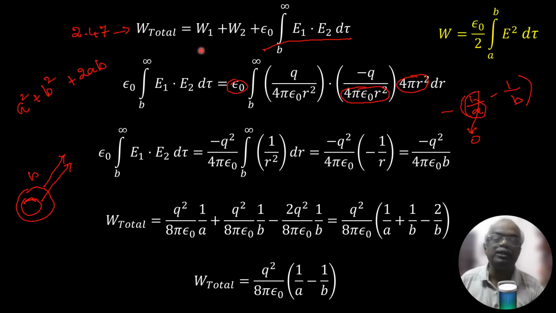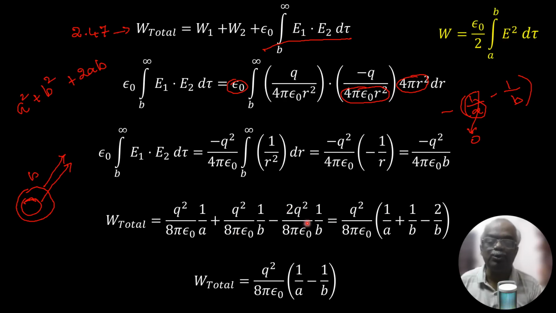Now W1 is q squared divided by 8 pi epsilon naught, 1 over a. From part 1 we have seen that it is q squared divided by 8 pi epsilon naught times 1 over a. Similarly, for W2, it is 1 over p. And here I want to bring the denominator as a common one, so you multiply and divide by 2. This will become 2q squared divided by 8 pi epsilon naught, 1 over p. So now you take q squared over 8 pi epsilon naught as common outside. Then you will get 1 over a here and 1 over p.